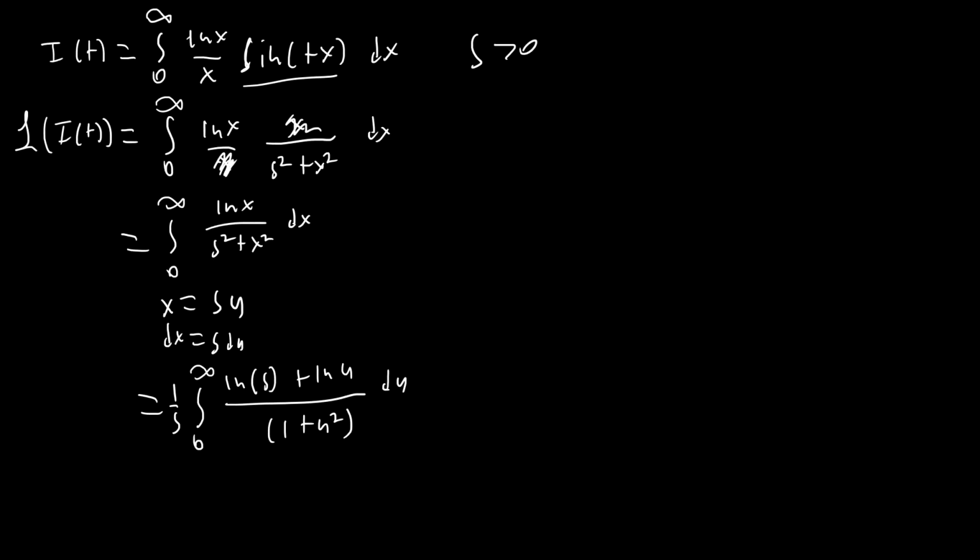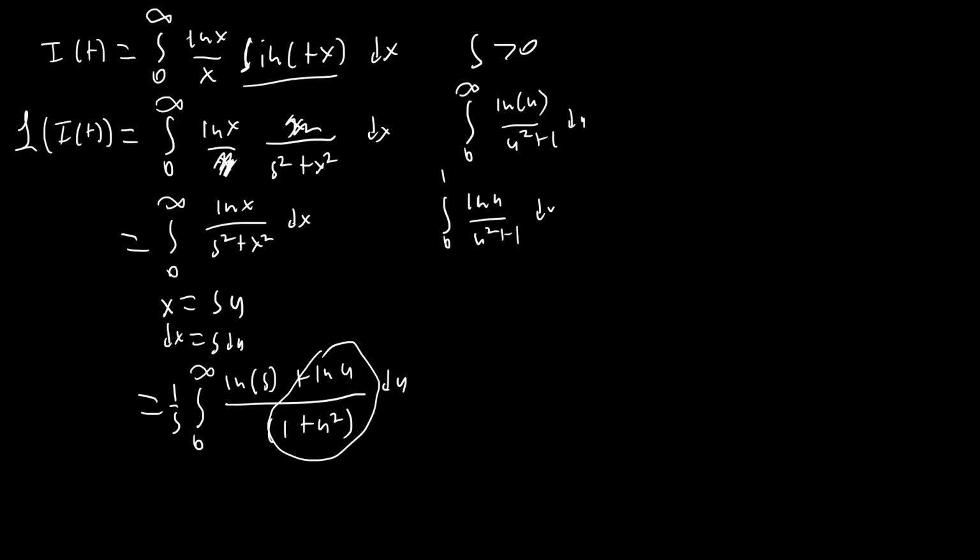Now this part over here with the ln u over 1 plus u squared famously goes to 0. Let's go ahead and prove that real quick. So we have the integral from 0 to infinity of ln u over u squared plus 1. And a really cool way to show that this goes to 0 is we can rewrite this as the integral from 0 to 1 of ln u over u squared plus 1 du plus the integral from 1 to infinity of ln u over u squared plus 1 du.